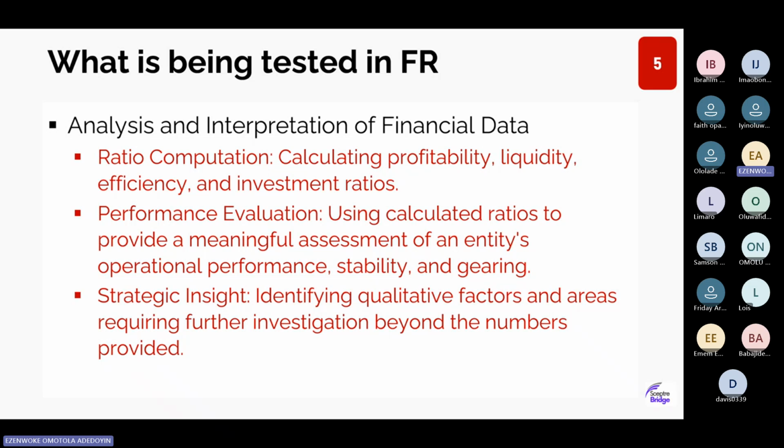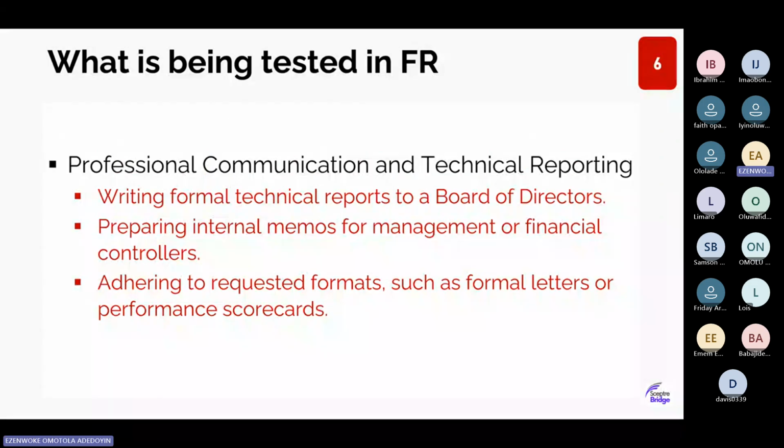Also, you should be able to identify qualitative factors and areas requiring further investigation beyond the numbers that are provided, right? This is the depth they can go to at your level. We're just going to the extreme, right? So what does that mean? It means that, okay, if last year it was 20%, this year it's 15%, as an accountant, you should be able to say why there is a drop. So what are these things that the question might have indicated that could have resulted in those drops?